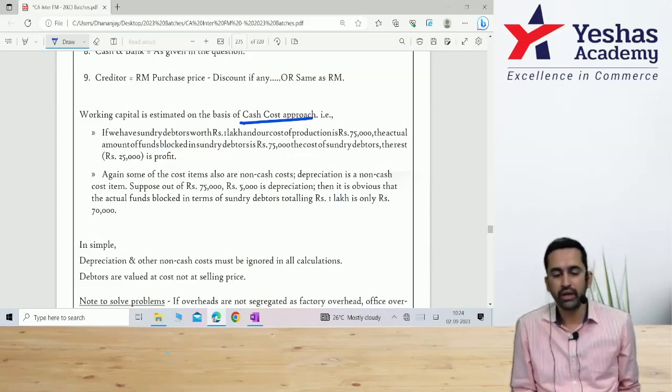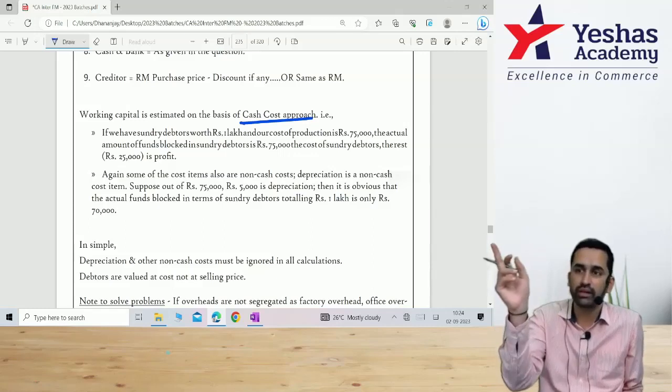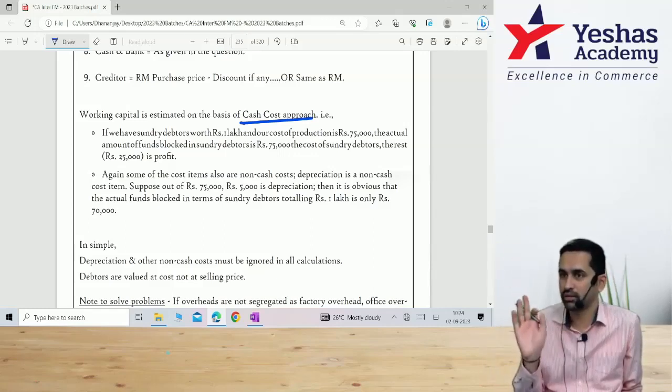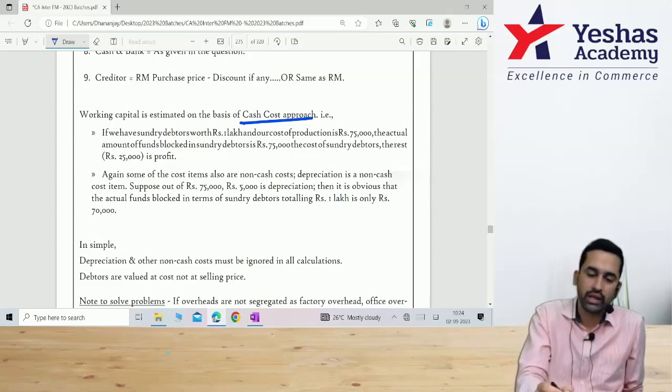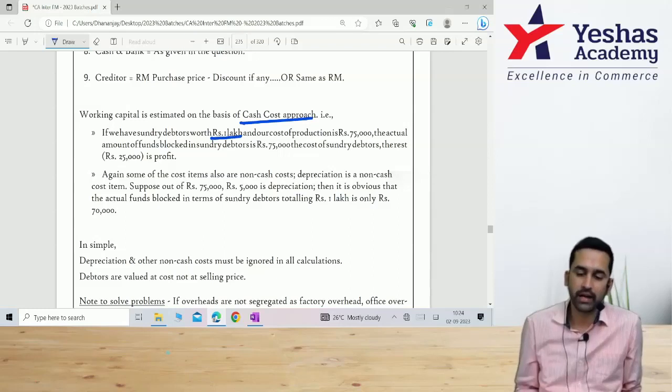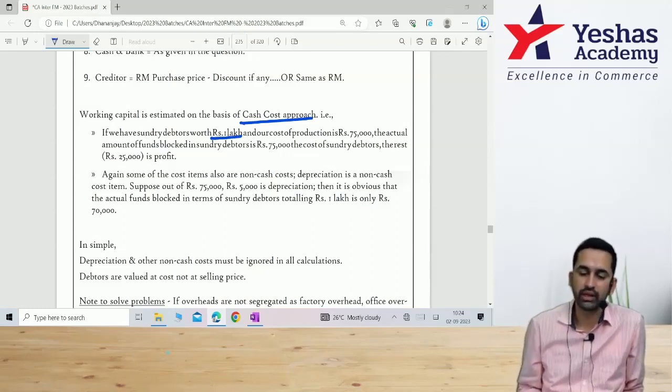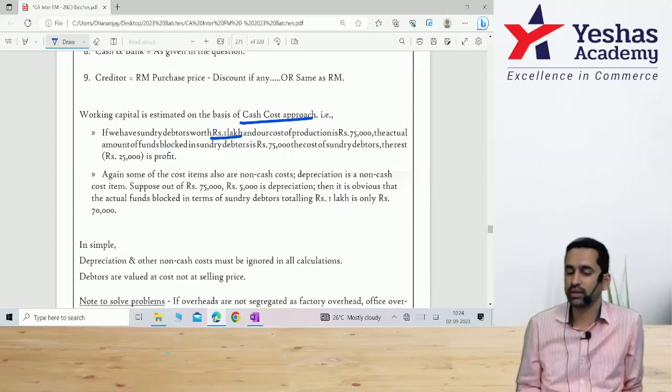Read. If we have sundry debtors worth 1 lakh, the debtor worth 1 lakh means this is at sale value. Correct? But what did we study in the receivable management topic? Our money is not 1 lakh when debtor is 1 lakh. Debtor is at sale value if it is 1 lakh. Our 1 lakh is not blocked. How much we have spent is the cost of debtors. Correct? Read, if sundry debtors is worth 1 lakh and our cost of making that product is 75, then the actual amount of fund blocked by us is only 75,000.